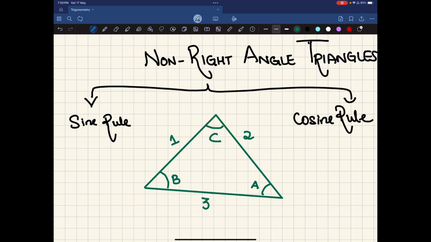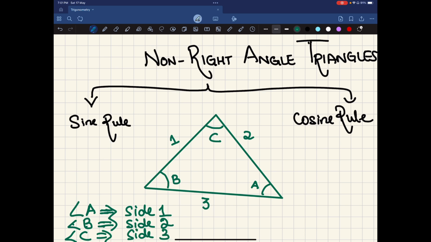Okay, so you need to figure out the angle side pair in order to apply the sine rule and the cosine rule. We will get to the rules in a minute, but first just understand finding the angle side pair. So angle A has a pair with side 1. This is the angle; the side opposite to it becomes its partner. Angle B has side 2 as its partner, and angle C has side 3 as its partner.